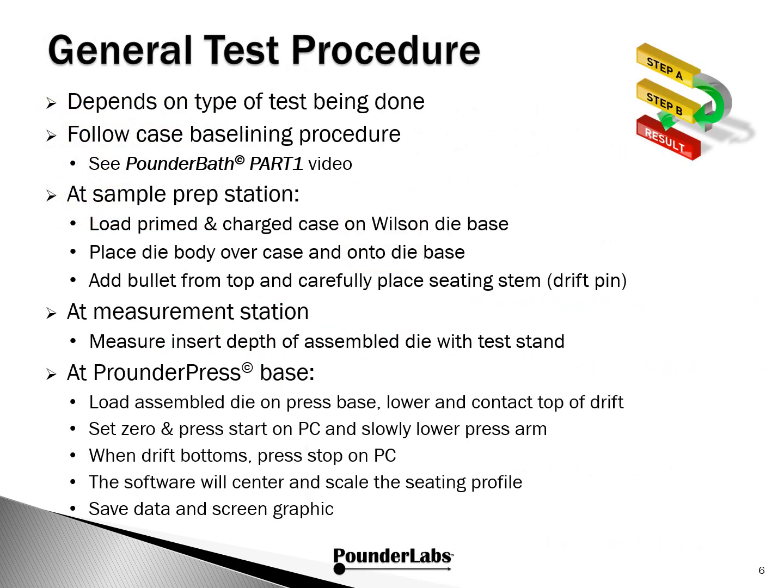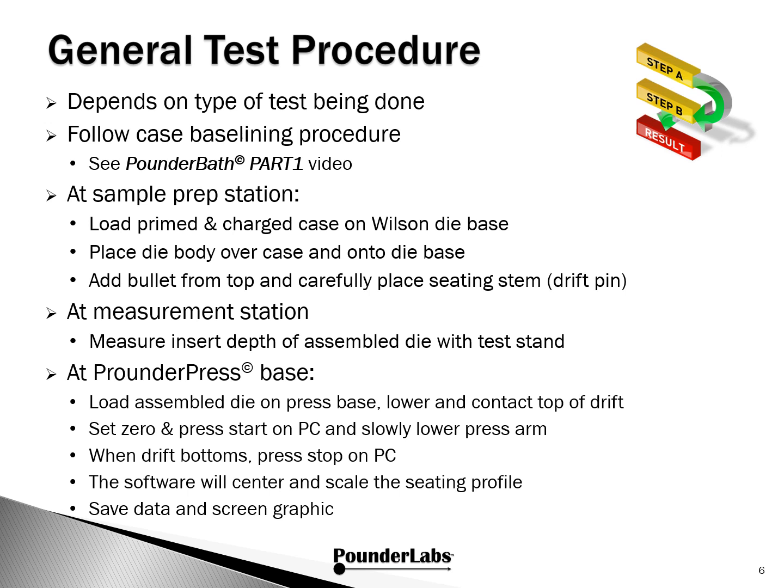Here's a general overview of our test procedure. This varies a little bit depending on the type of test being done, but we always follow our cartridge case preparation baselining procedure. You can view the Pounder Bath Part 1 video to learn a lot more about that. At the sample prep station, the primed and charged case is put on the Wilson die base. We place the die body over the case and onto the die base. Add the bullet from the top and carefully place the seating stem, what we call the drift pin.